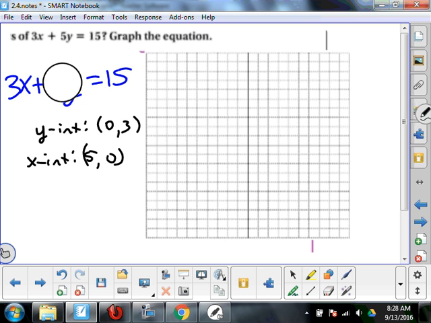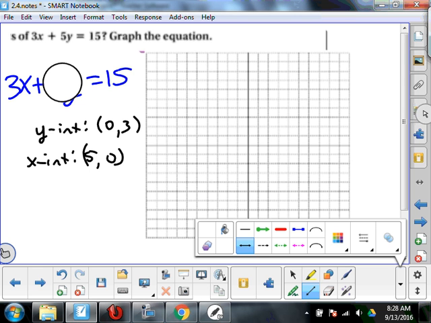How many points do I need to make a line? I need 2 points. I got 2 points. I got 0, 3. Let me get my axes clearly defined here.